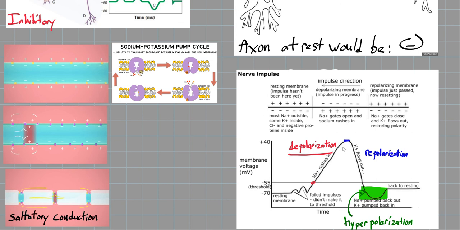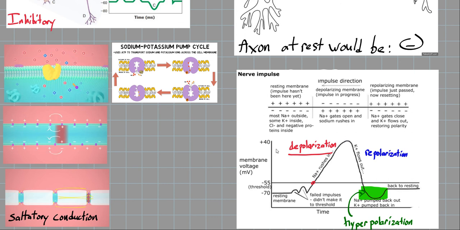Once we reach our maximum, which is usually around plus 40 millivolts, we start winning the fight to put it back to normal, and we start doing repolarization, so heading back towards a polarized state, because at rest, it's polarized, right? It's got a negative bit inside and a positive bit outside.